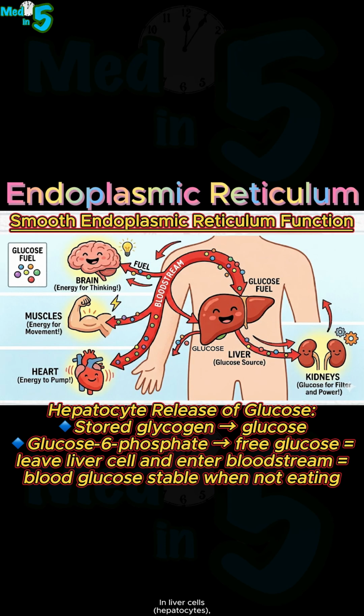In liver cells, the SER helps control blood glucose during fasting. It has enzymes that break down stored glycogen into glucose. One key step converts glucose 6-phosphate into free glucose, which can leave the liver cell and enter the bloodstream. This helps keep blood glucose levels stable when you're not eating.